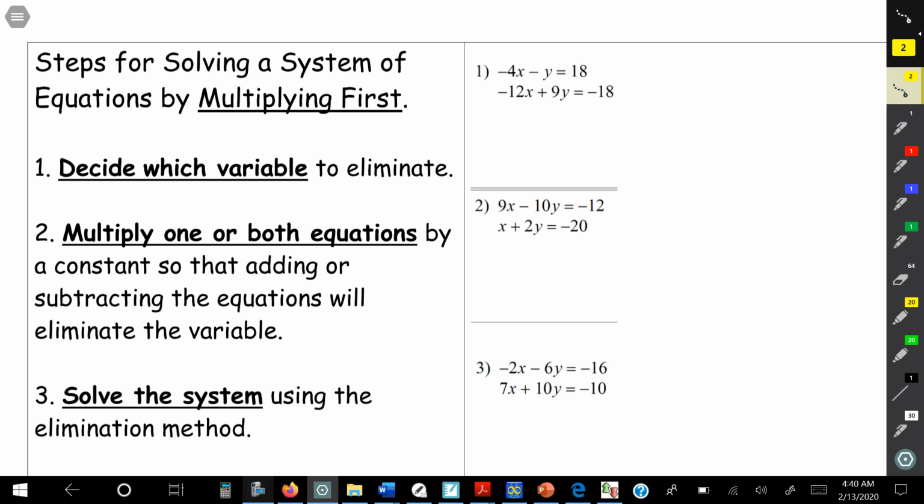Here we're going to use that same method, but it's an additional process you have to go through first. So what I'm going to do is go through that step by step and show you how to do it.